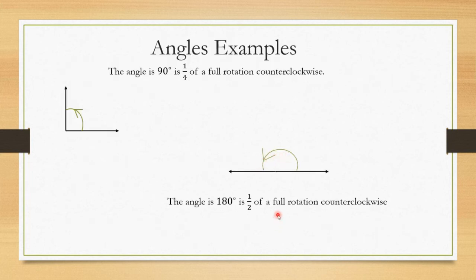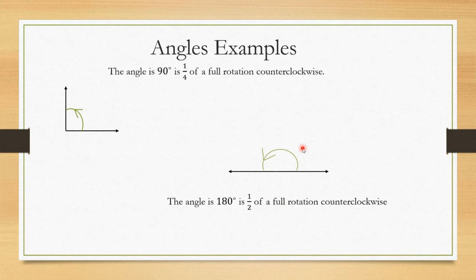Can you rotate clockwise? You can. By definition, then the angle will be negative. But again, we're not really going into that. So counterclockwise, the angle is positive. Clockwise, you have a negative angle. And that's just a definition. Okay, good. So that's what we have with angles.